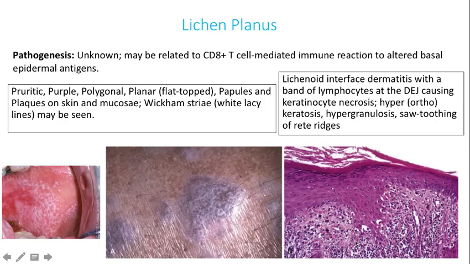And some patients with lichen planus also have chronic hepatitis C, so that's just something to keep in the back of your mind. We try to exclude that as a possibility when you get patients with LP.